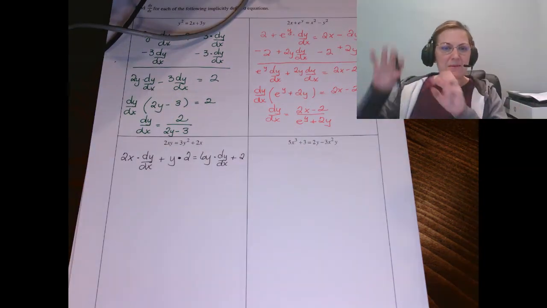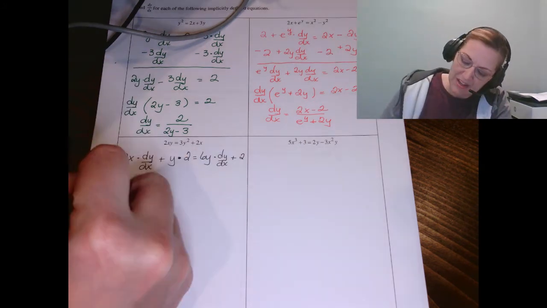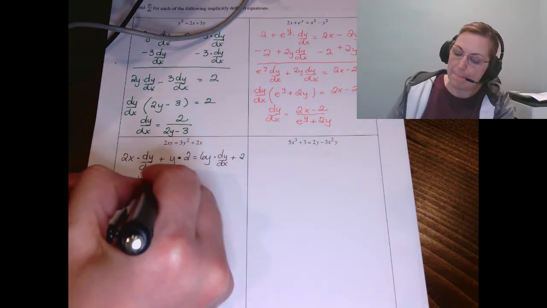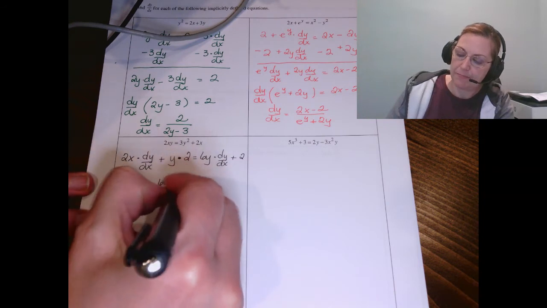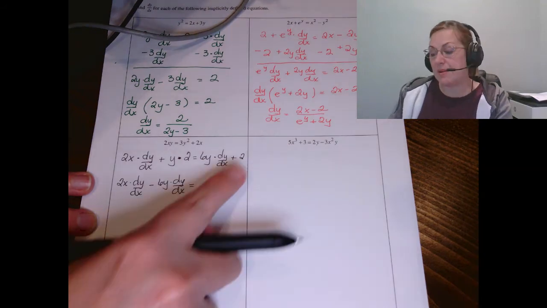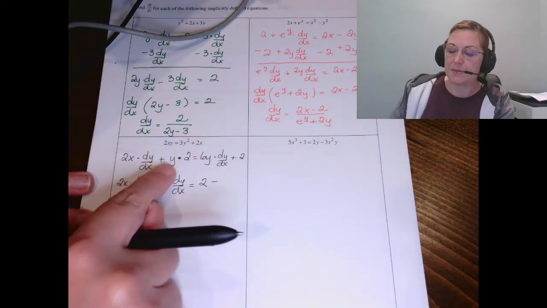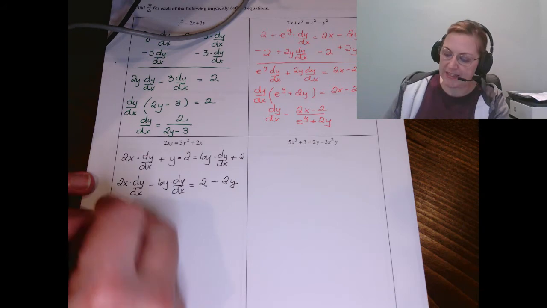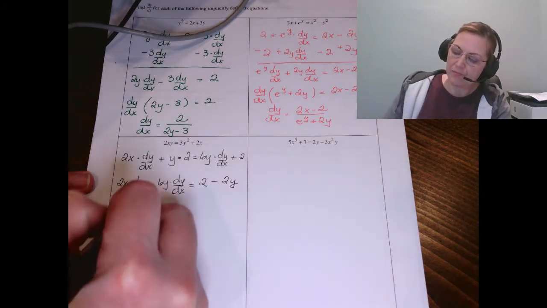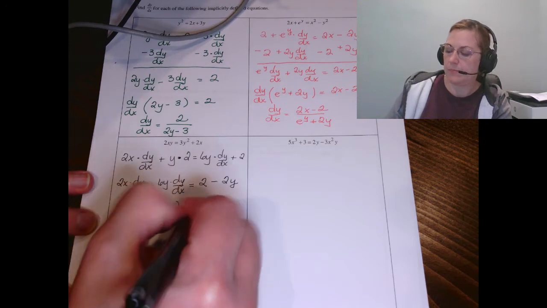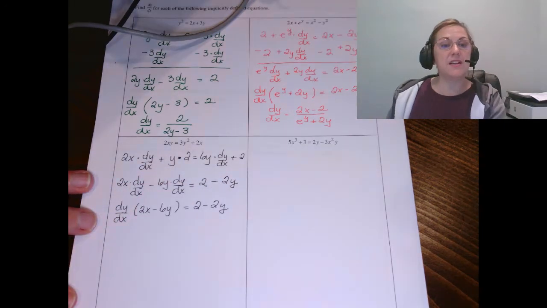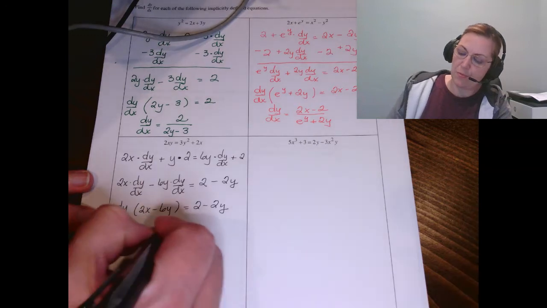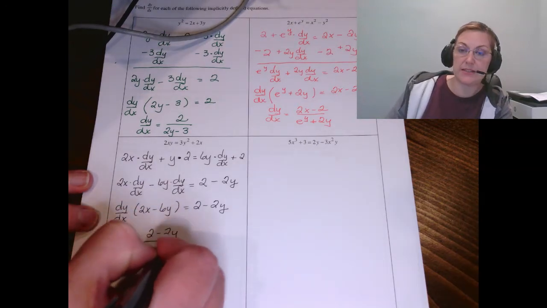All right, let's move them around. We're going to move the 6y dy dx to the left. That will leave us with 2x dy dx minus 6y dy dx. And then on the right, I'm going to have this 2. And then I'm going to subtract this 2y. Okay, let's factor out my dy dx. That gives me 2x minus 6y. And then let's divide by the parentheses. So that gives me 2 minus 2y on top, 2x minus 6y in the denominator.